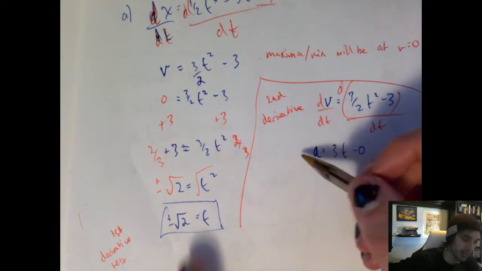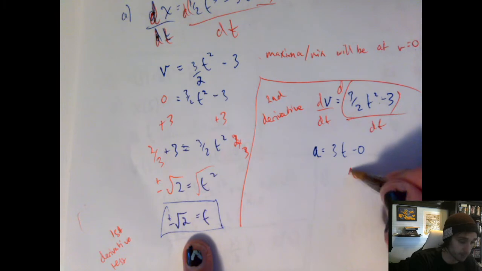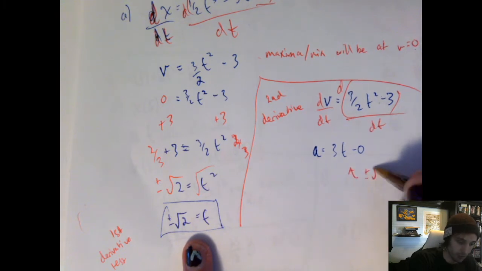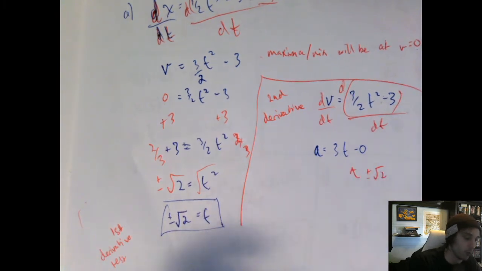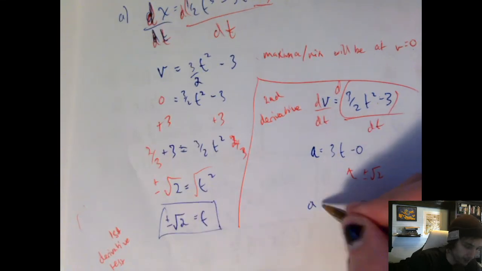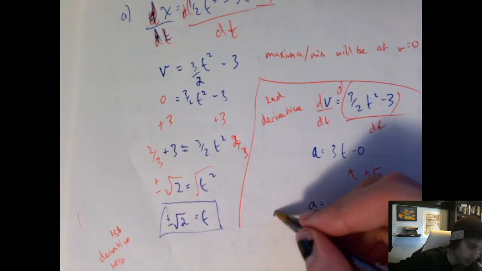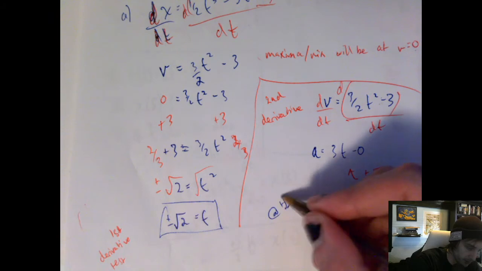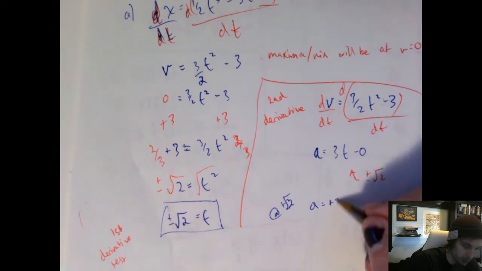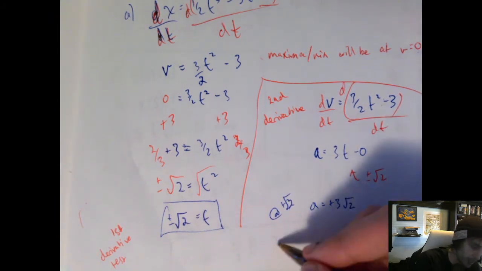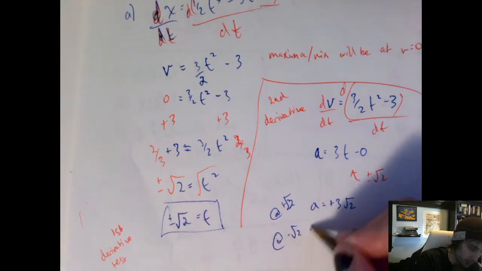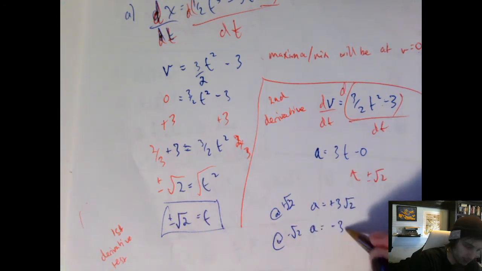And for our second derivative test, we just have to plug in these 2 times, plus or minus root 2. When we do that, we'll get that at our extrema, so at plus root 2, we'll get positive 3 root 2. At minus root 2, we'll get that our acceleration is equal to negative 3 root 2.